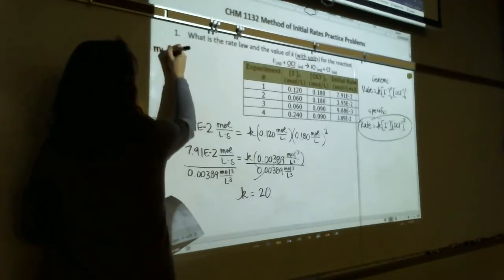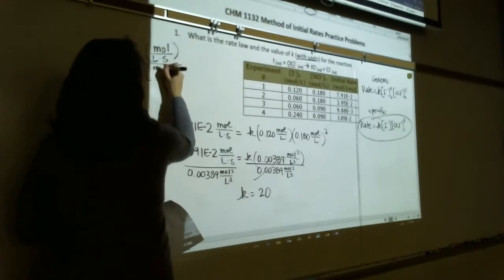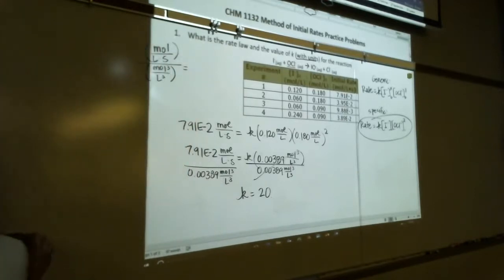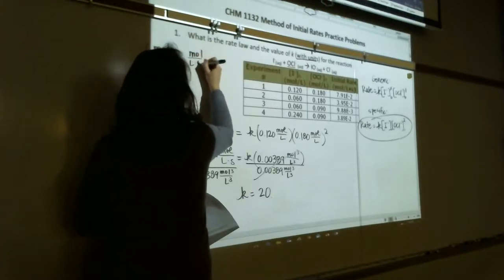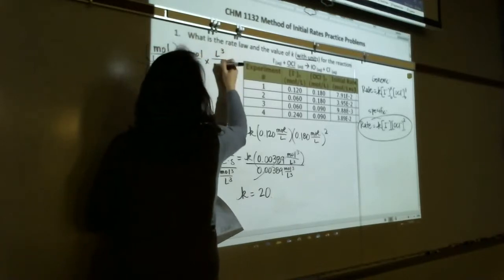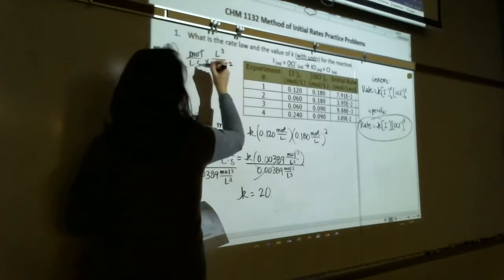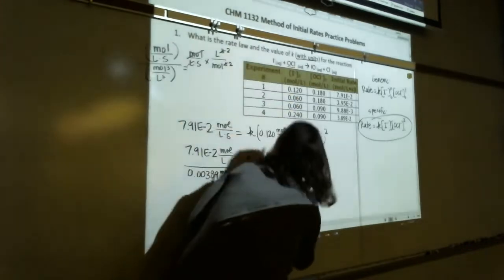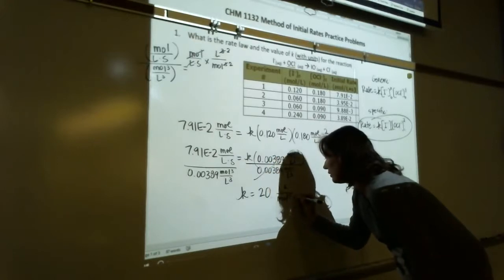If we've got moles per liter second divided by moles cubed per liter cubed, that's the same thing. Dividing fractions is the same thing as multiplying by the reciprocal, right? So that's moles per liter second times liter cubed per mole cubed, right? So mole goes away, that exponent becomes 2. Liter goes away, that exponent becomes 2. So what does that leave me as my units? That gives me 20 liters squared per mole squared seconds.